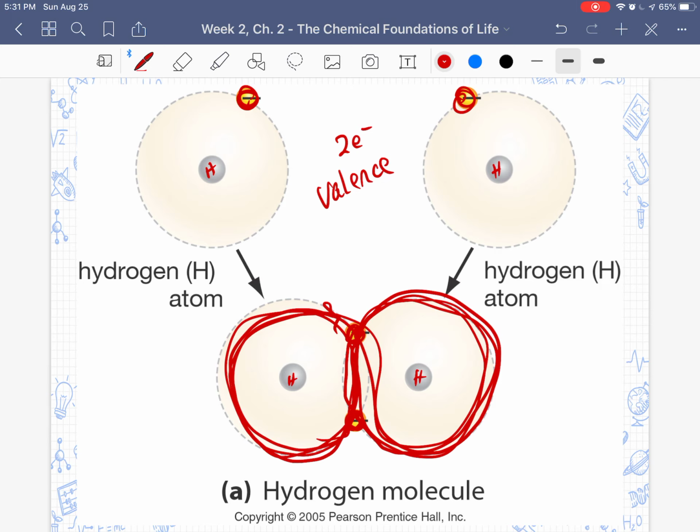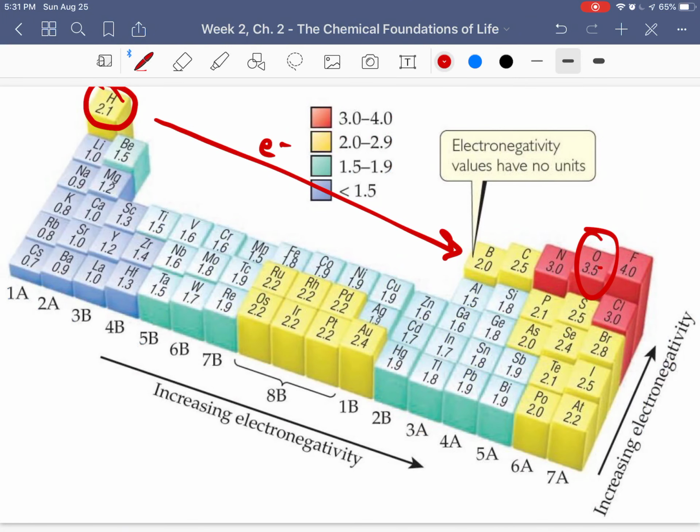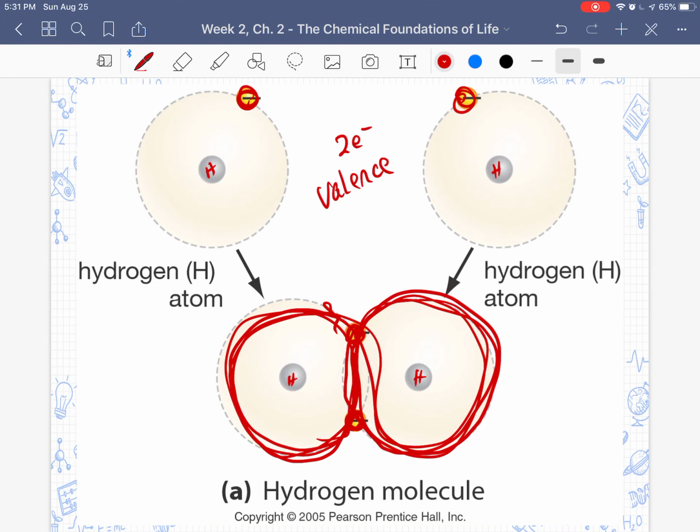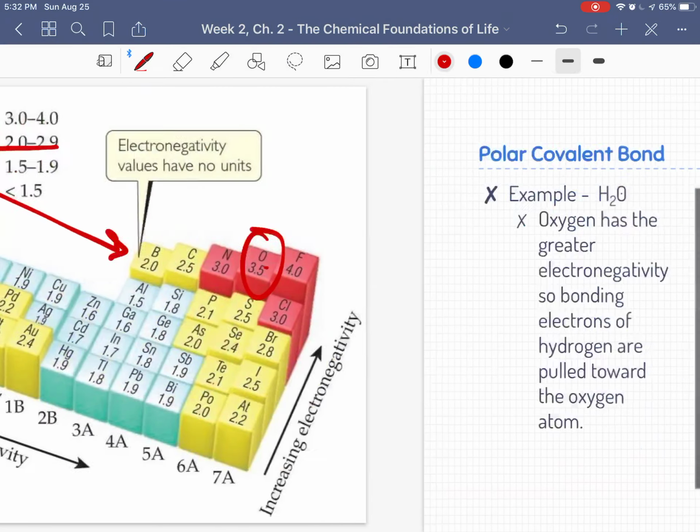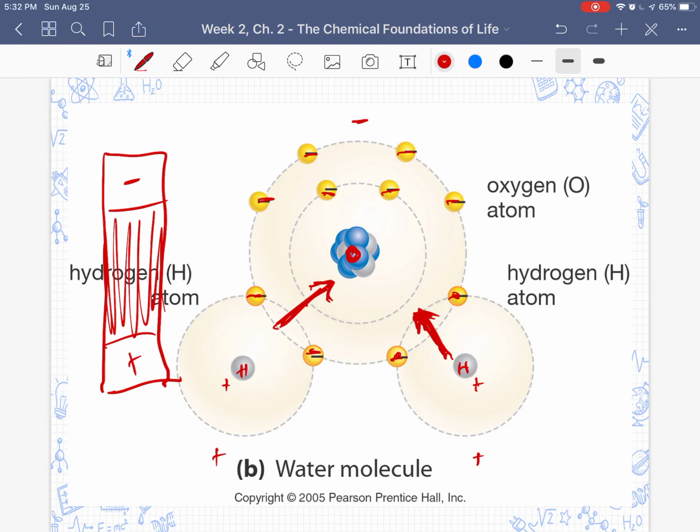Because when you look at our electronegativity periodic table, hydrogen bonding to itself is obviously going to have the same amount of electronegativity. There's no huge difference like there is with water. So we're going to have the same charge around both nuclei, an equal charge around both nuclei. You don't have the magnetic effect, or the polar effect, like you do with water.